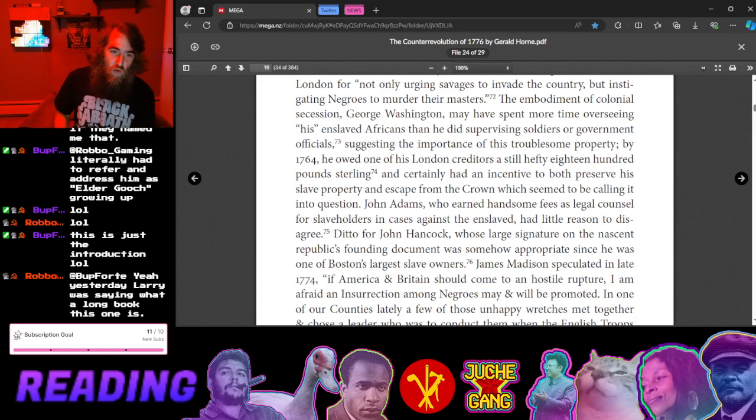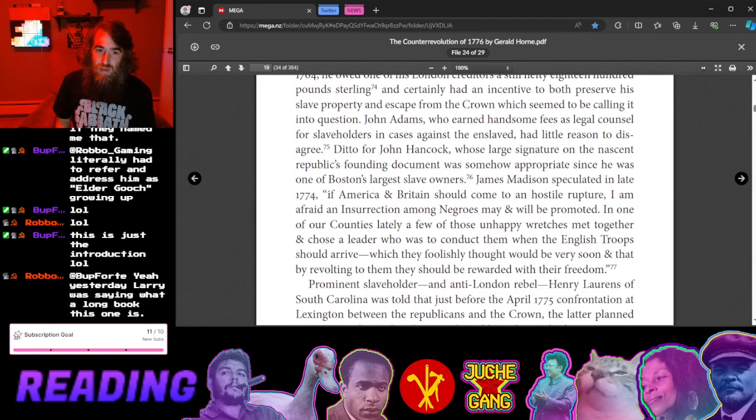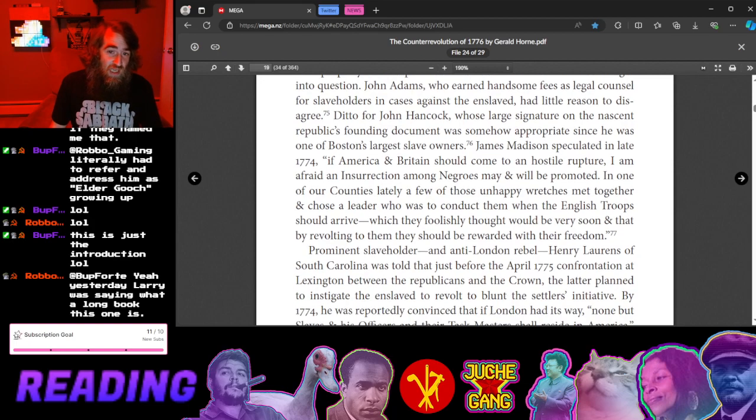By 1764, he owed one of his London creditors a still hefty £1,800 and certainly had an incentive to both preserve his slave property and escape from the crown, which seemed to be calling it into question. John Adams, who earned handsome fees as legal counsel for slaveholders in cases against the enslaved, had little reason to disagree. Ditto for John Hancock, whose large signature on the nascent republic's founding document was somehow appropriate, since he was one of Boston's largest slave owners.